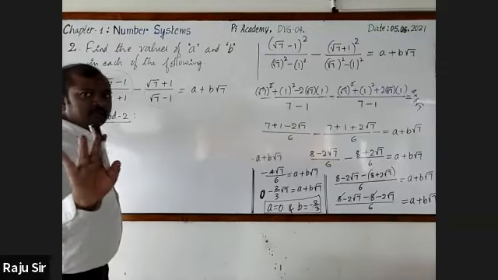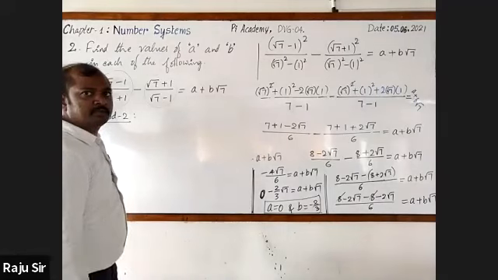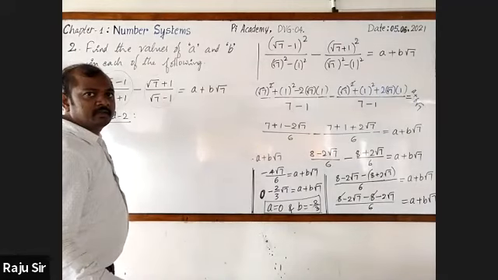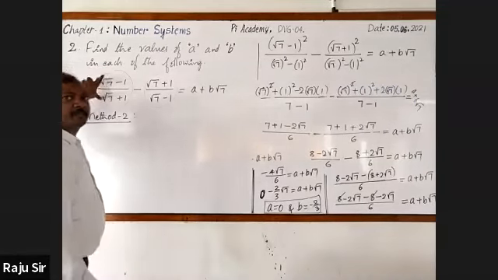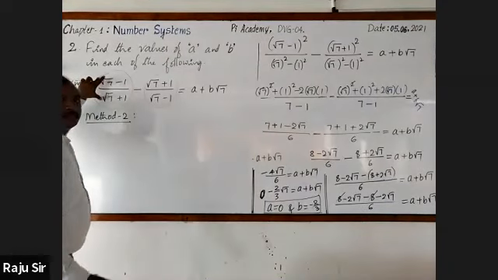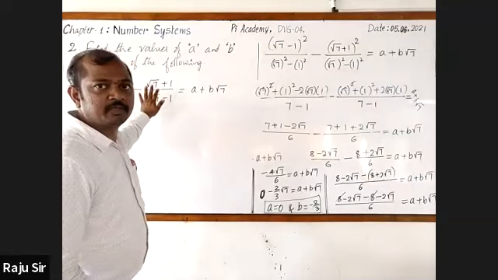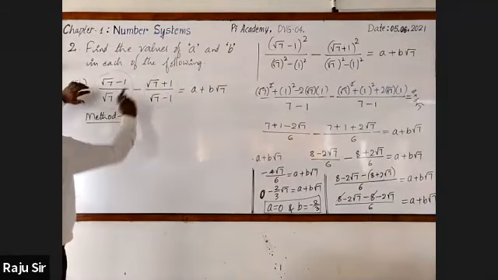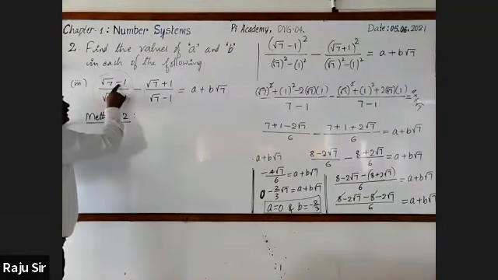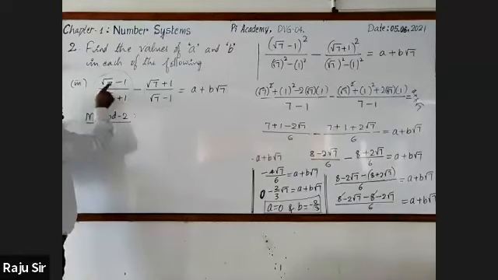Just keep on observing. Please look at the board. When you observe the numerator and denominator, they are conjugate to each other: root 7 minus 1 and root 7 plus 1.